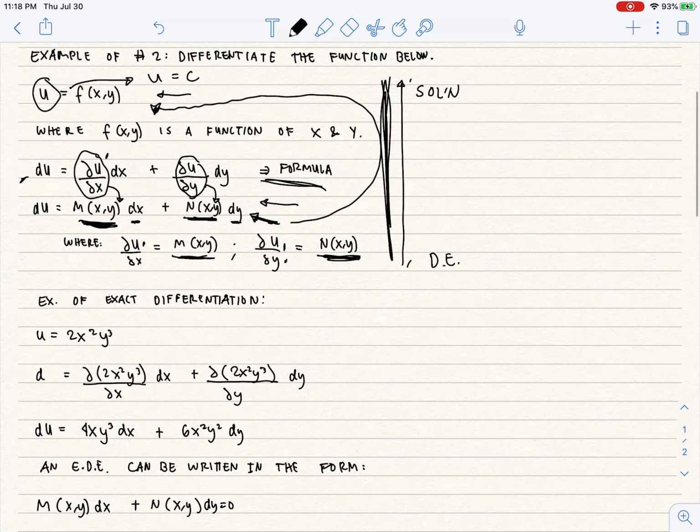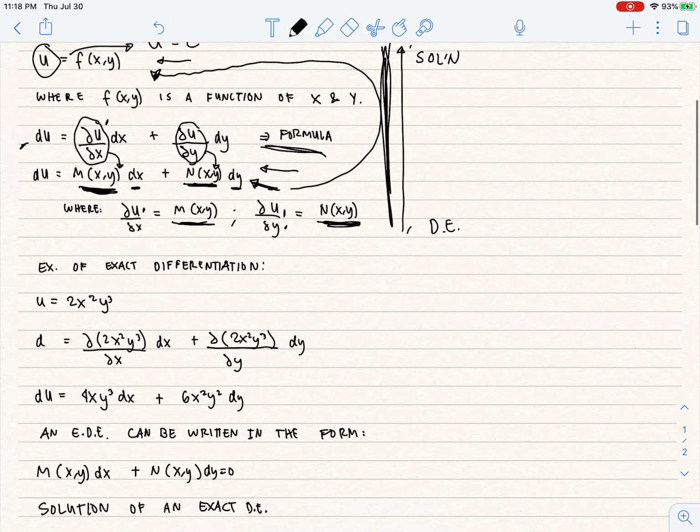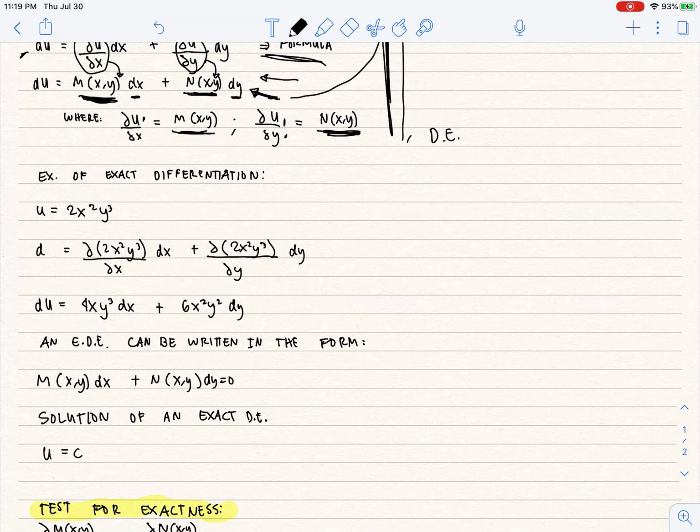Okay, so example. This is an example of a total differentiation. For example, we now have a real value of u, not just f of x as above, which is 2x squared y cubed. But take note that this example is not solving the solution of a differential equation because this is not a differential equation. What we are solving here is the derivative of u.